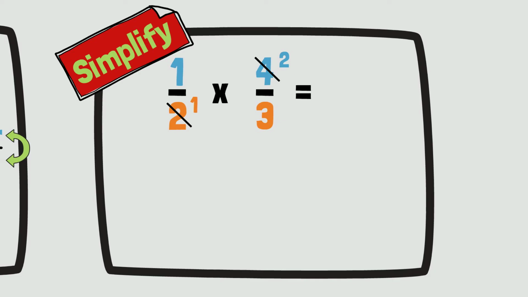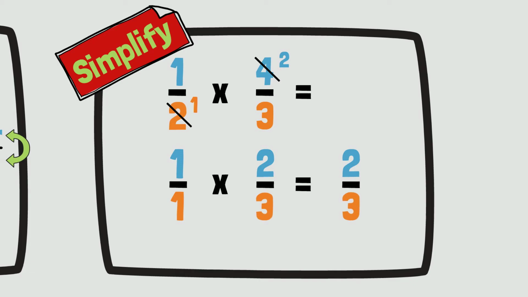Now we multiply the numerators with each other. 1 multiplied by 2 is equal to 2. Then we multiply the denominators with each other. 1 multiplied with 3 is equal to 3. The final answer is 2/3. The fraction is in its simplest form and no further calculations are necessary.